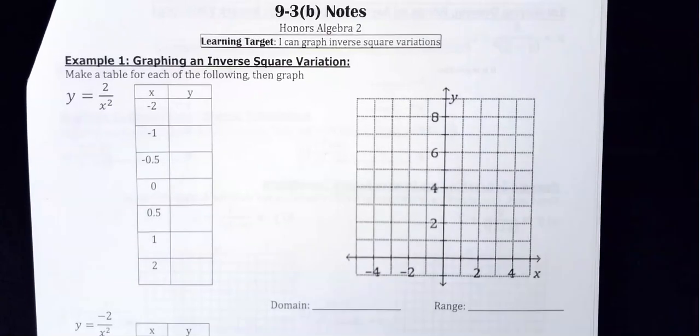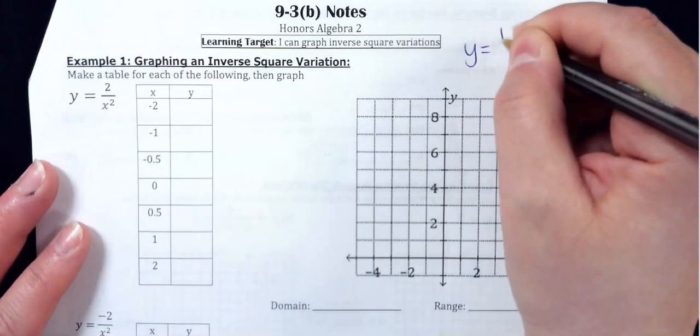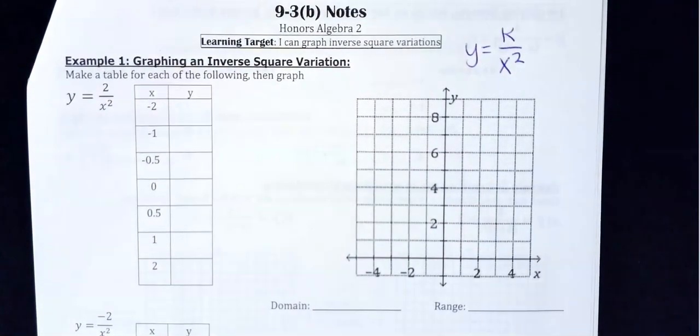A tiny bit different format. So just a plain inverse variation, y equals k over x. The inverse square just means that the x is squared. So it's going to be in the format y equals some number over x squared. Now, we'll get to this on the back in a second.